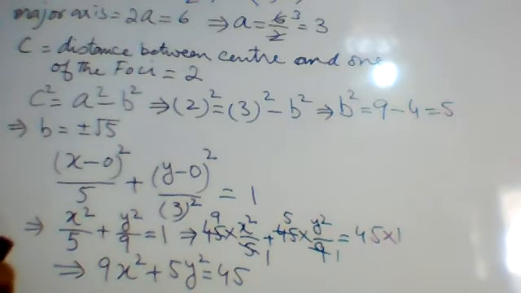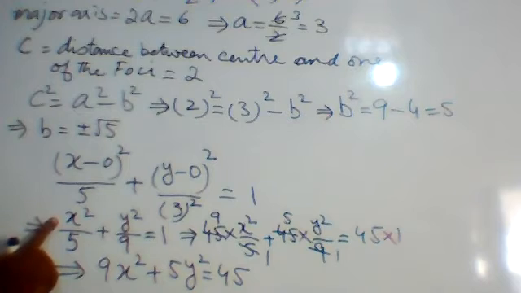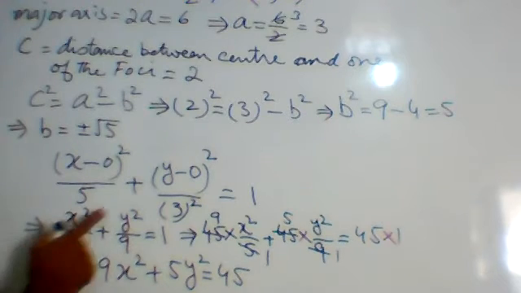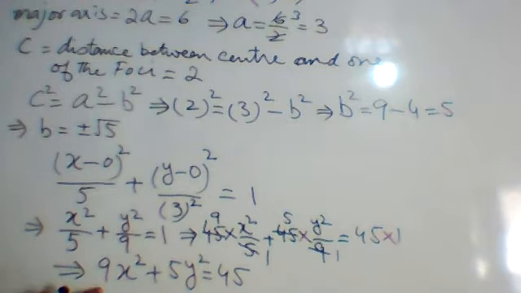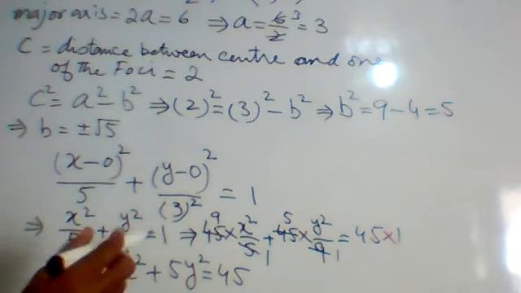So this is the general equation. This is the standard equation, x square upon 5 plus y square upon 9 equal to 1. And this is the general equation, 9x square plus 5y square equal to 45.